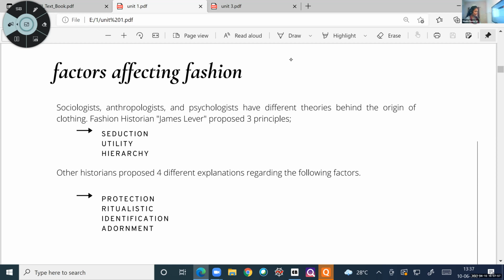Okay, Nidhi, you were saying something. What are the four factors?